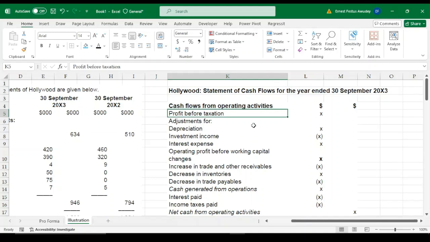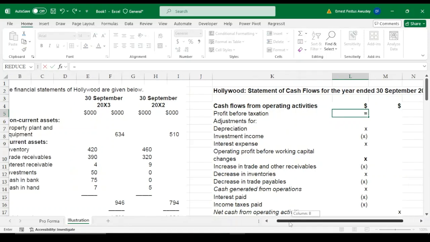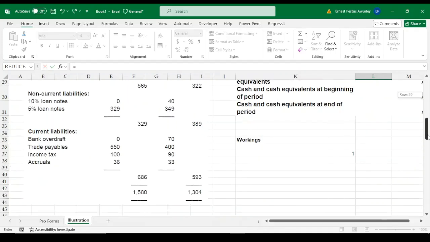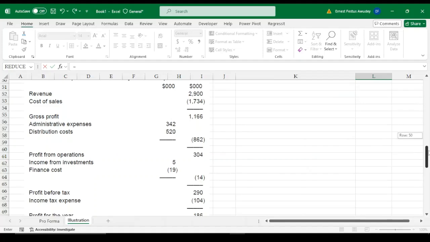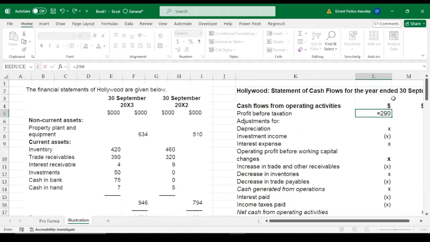The first item, as I said, is cash from operating activities. With the cash from operating activities, we are using the indirect method, and in the indirect method, we will pick our profit before tax, and the profit before taxation is found on the statement of profit or loss. So I'm going to scroll down here and pick that information. That information is profit before tax, 290. So I'll have 290 here, and we are going to have adjustments for depreciation.